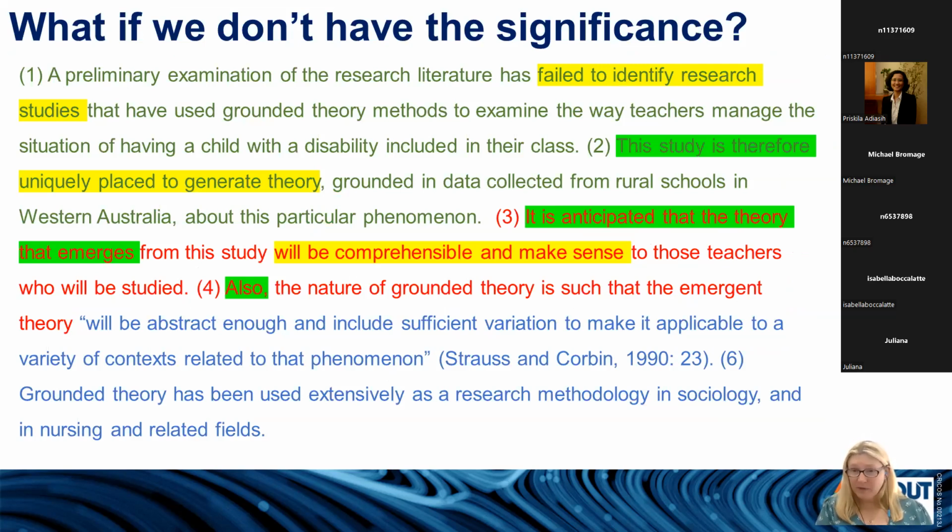Well, not pretend that we have, because we have. A preliminary examination has failed to identify the research studies. So no one's used grounded theory with this context. This is uniquely placed, nice, it's anticipated. We're going to get this comprehensible theory. We've got sufficient variation to make it applicable, and grounded theory has been used extensively in other fields.